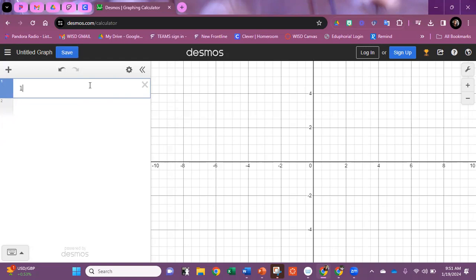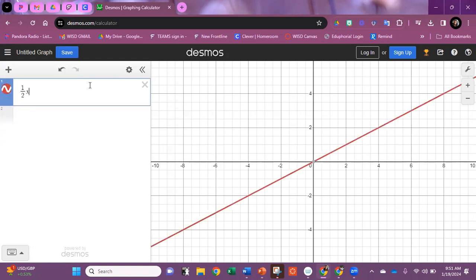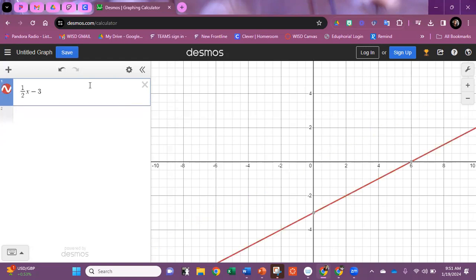Our linear equation is 1/2 x minus 3. Are we okay with that? This is just a standard linear equation with nothing happening to it, right? Okay, when we did our next function, it said it wanted us to take the absolute value of this equation, right? So we're going to take the absolute value of this equation.